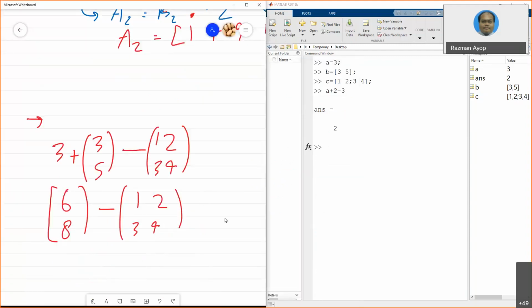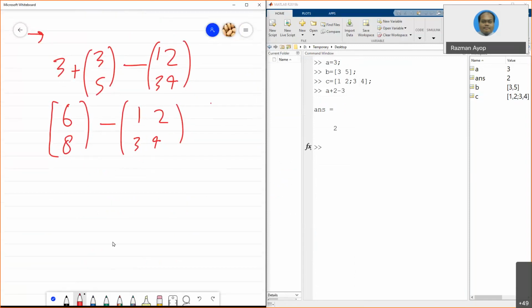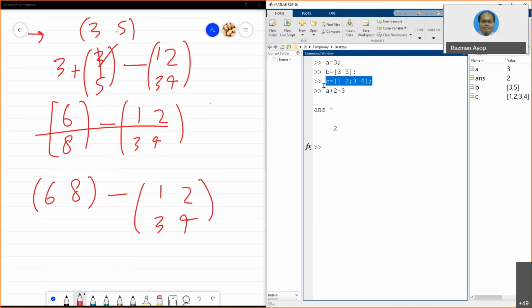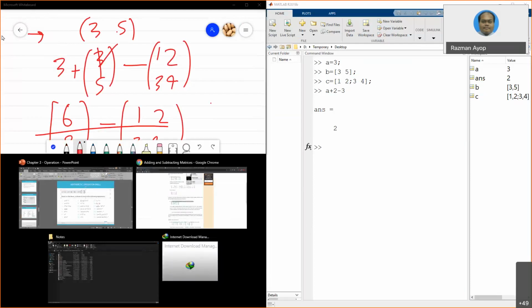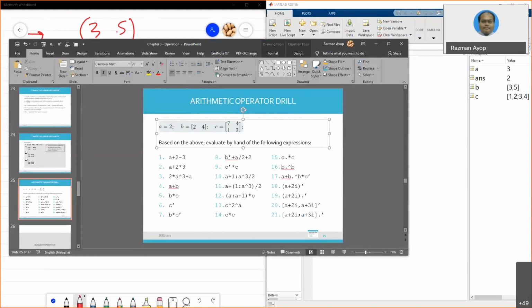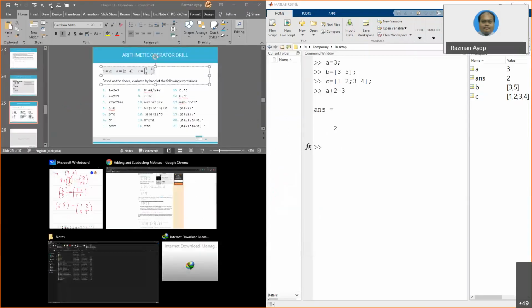Oh, okay. This one is wrong. So this one should be 3, 5. So this one should be 6, 8, minus 1, 2, 3, 4. Okay. Also, it's not possible, but I don't know how it can get the answer. So just move on to the next example. I think it's the same thing.